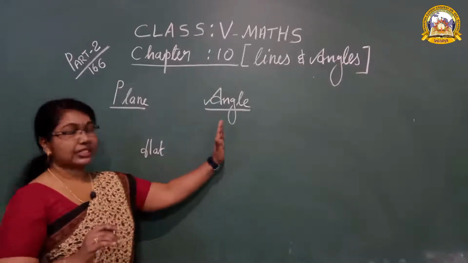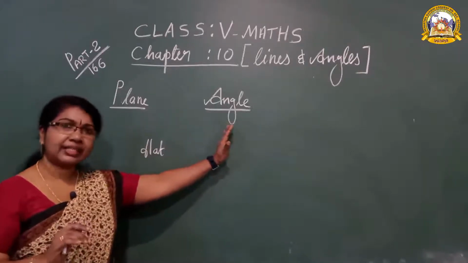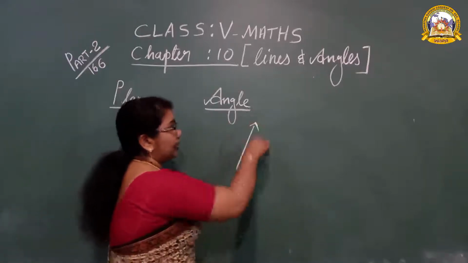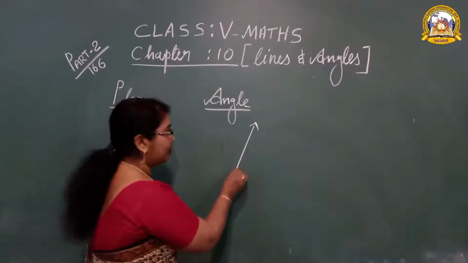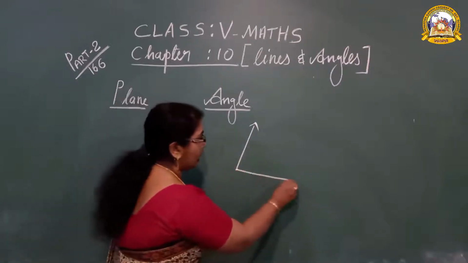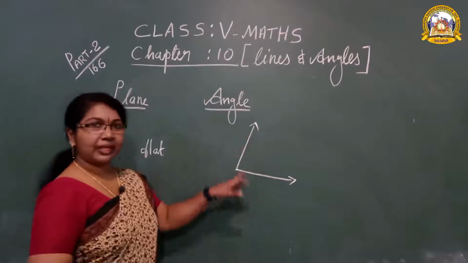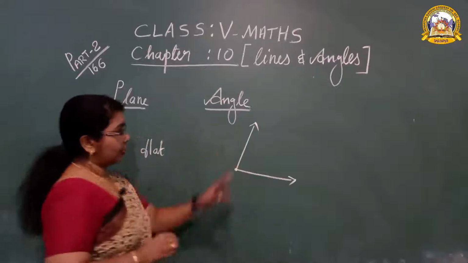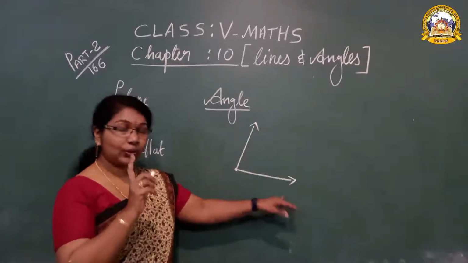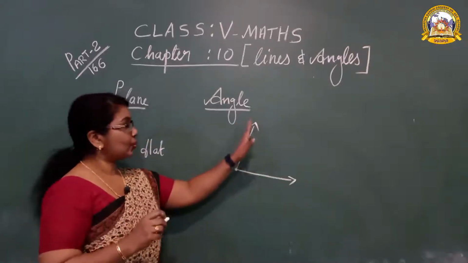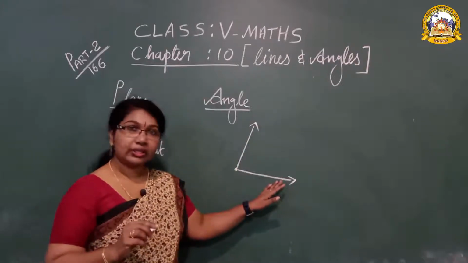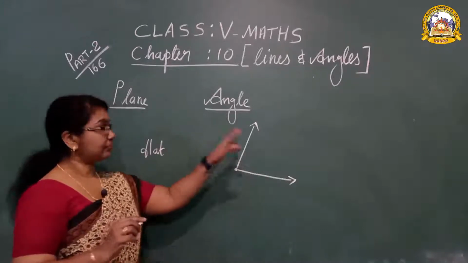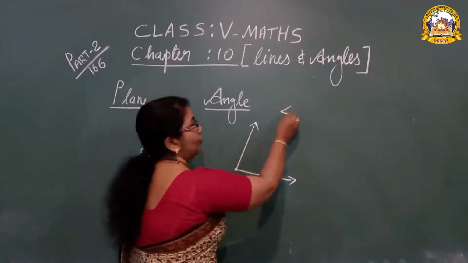Now, the next part is angle. What is it? Angle. Look here. This is a ray. It has one end point. If your teacher draws another ray, how many rays are there? Two rays. And look at this point. Both rays have one common point. So two rays join together to form an angle. This is the symbol of angle.